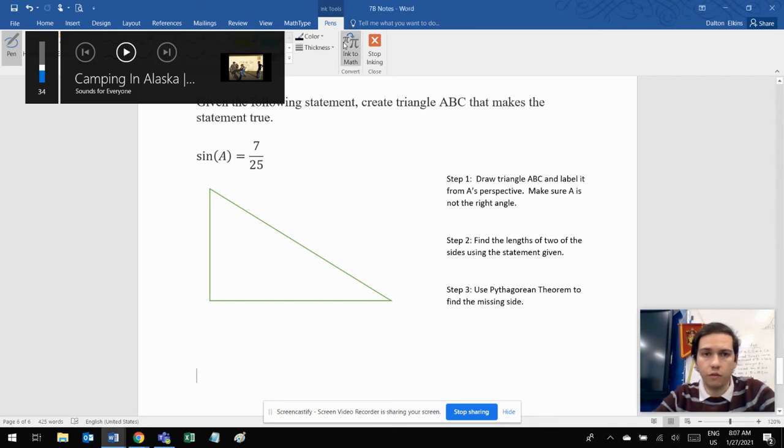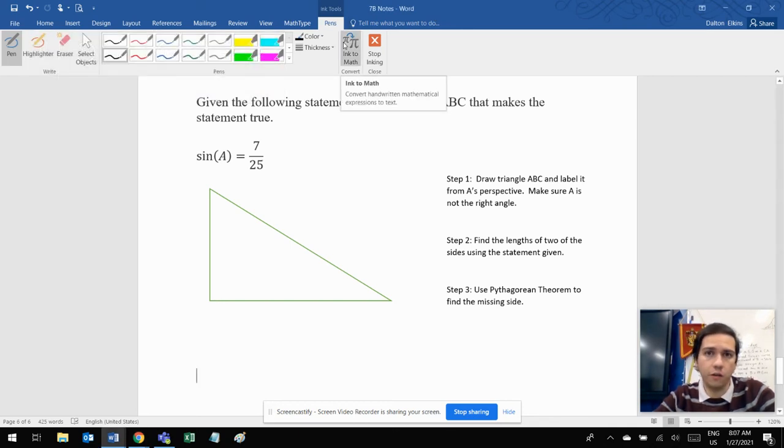I'm going to go ahead and show you the combination of SOHCAHTOA and Pythagorean Theorem style problem that we can use here. You're given a question that gives you a statement, and you want to create triangle ABC that makes the statement true. So the statement is sine of A is equal to 7 over 25. So I need to create a triangle where this is a true statement, and I want to know all three sides of the triangle. So here's a triangle.